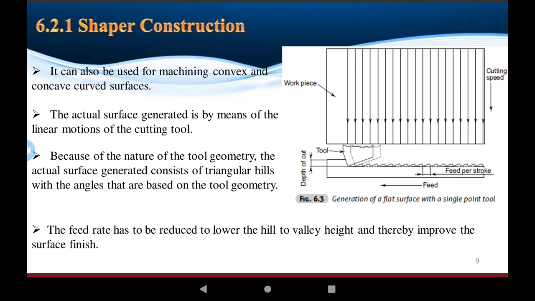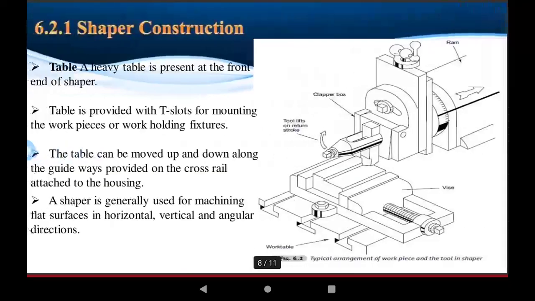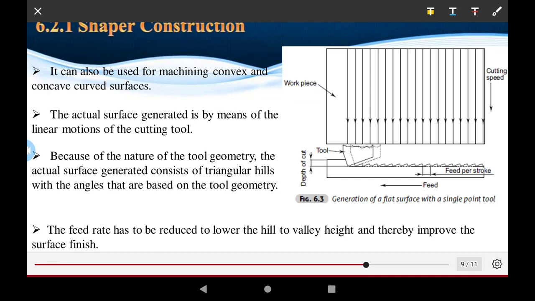The construction of the shaper machine has some important parameters and assumptions to consider, okay. It can also be used to machine convex and concave surfaces, okay. This is a convex surface of the workpiece, and this is a concave surface. It cuts the metal piece by piece, okay, one chip after another. And the ram also cuts, okay.